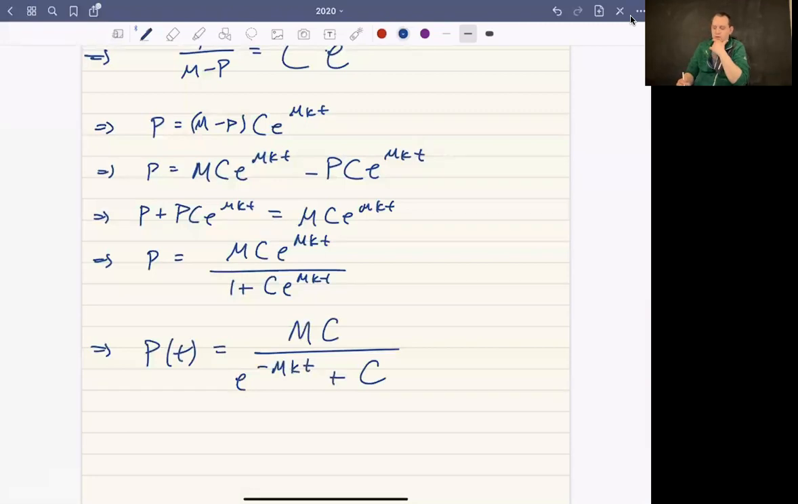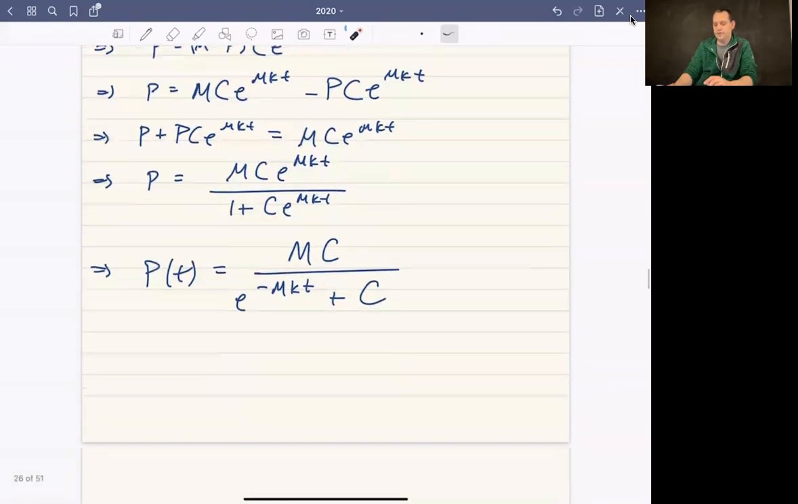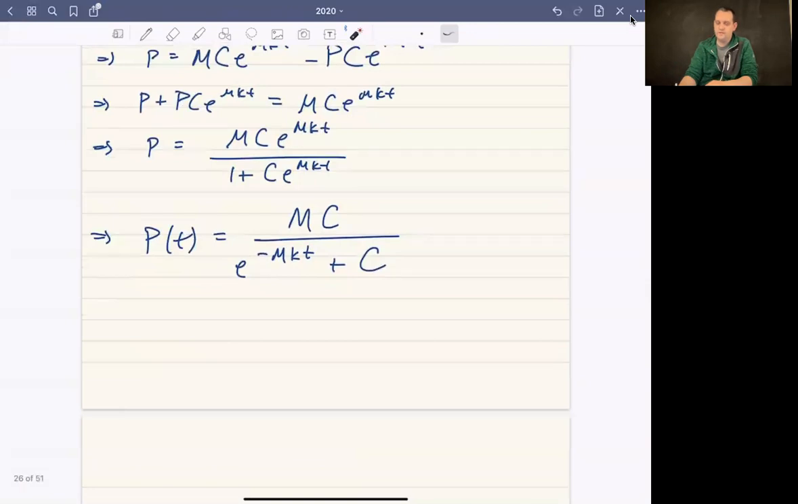Okay, and now if we think about what happens when t goes to infinity, the exponential term will decay to 0, and then we end up with mc over c. So we just get m, which is that maximum population. So it's going to be our equilibrium, or our maximum population, or terminal population, if you want to think about it like we were talking about terminal velocity in the previous videos. So this is the formula that we're going to get for logistic growth.